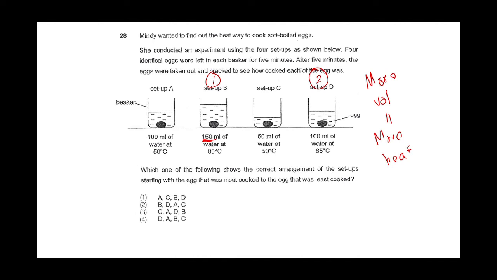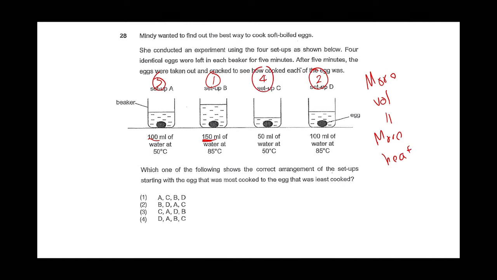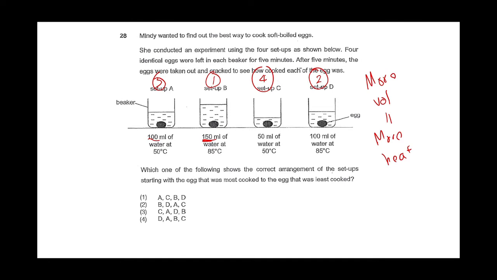Then the remaining two, both are 50 degrees Celsius, but because setup A has more water as compared to setup C, this one has the third most amount of heat, followed by the last one. So logically, like I tell you, when you have more heat, the egg will cook faster. So like the numbers suggest, it is B, D, A, C.